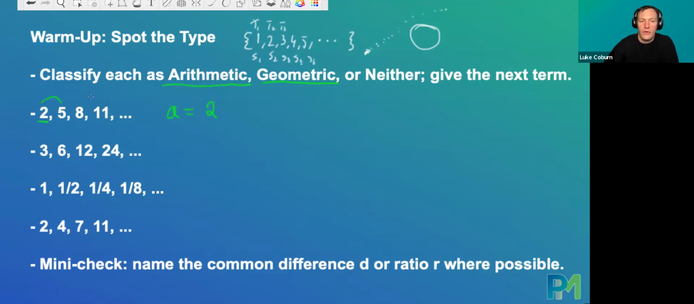And the adding number, right? These are not minus signs, incidentally. They're just like bullet points. The adding number, which we'll call D, is 3. So this is 2 to 5 is 3, 5 to 8 is 3, 8 to 11 is 3.